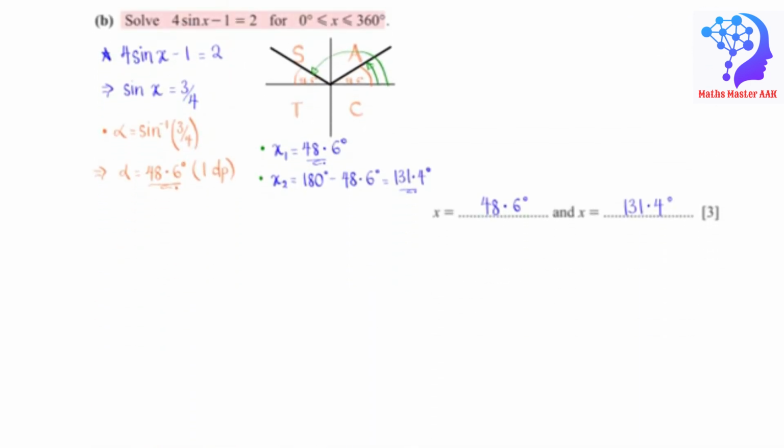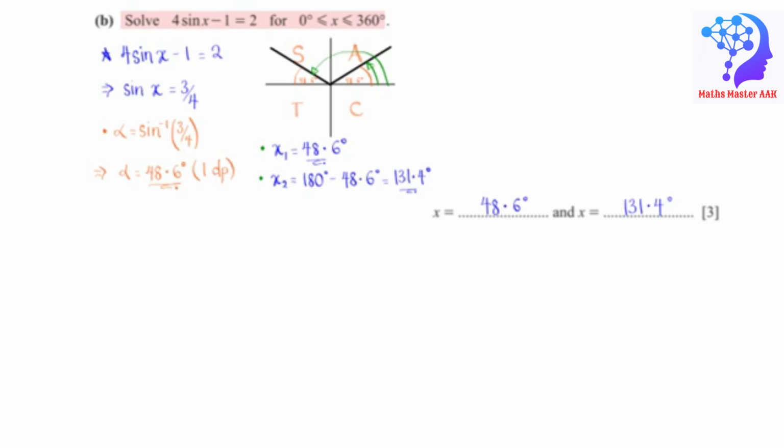Solve 4 sine x minus 1 equals 2 for x is greater than or equal to 0 degrees and less than or equal to 360 degrees. When we make sine x the subject, we have 2 plus 1, which is 3, divided by 4. To be able to find the full range of values for x, we need to first find the value of alpha, which is sine inverse of 3 over 4. When we type this into the calculator, we get alpha equals 48.6 degrees, correct to 1 decimal place.